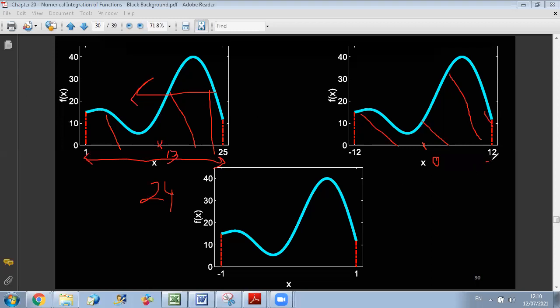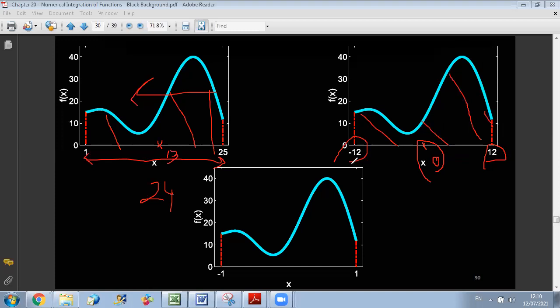So the extremity 25 will now be at 12. 13 will be exactly 0. So now my interval is centered at 0, and 1 will become minus 12. And I didn't make any change in the integral, because I did it just by sliding parallel to x, so the area will remain the same.